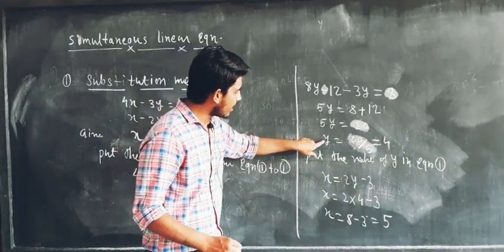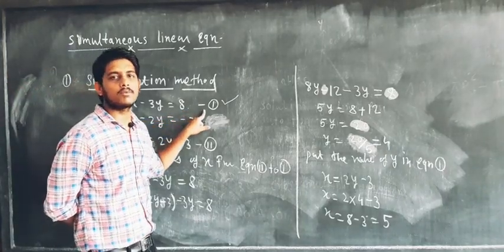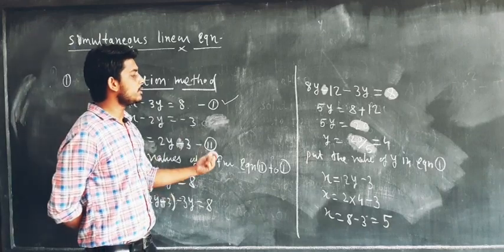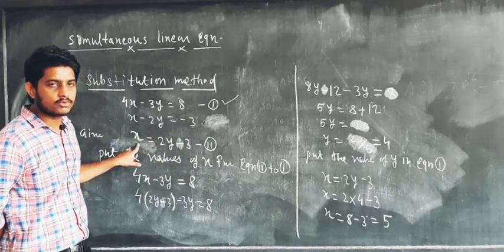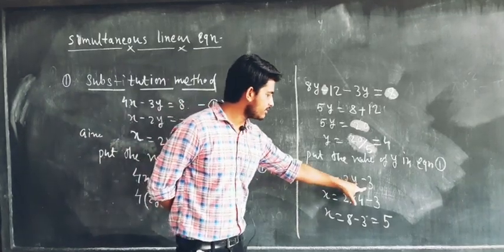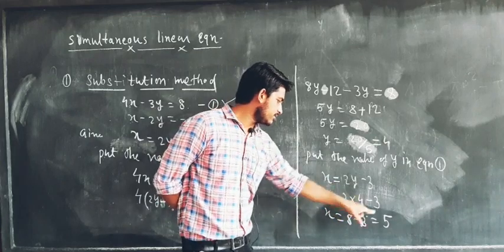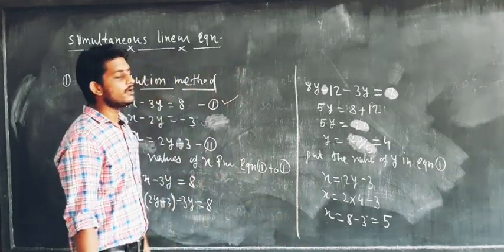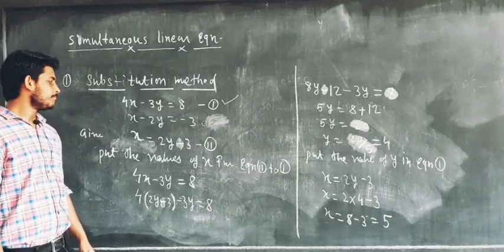Now put the value of y in either of the equations. You can put the value of y in equation number 1, or in equation number 2. I am going to put the value of y in equation number 2. So equation number 2 gives x equals 2y minus 3. 2 into the value of y, which is 4. So 2 times 4 is 8, minus 3. So x equals 8 minus 3 equals 5. So x equals 5 and y equals 4 are the solution of the linear equations in two variables.